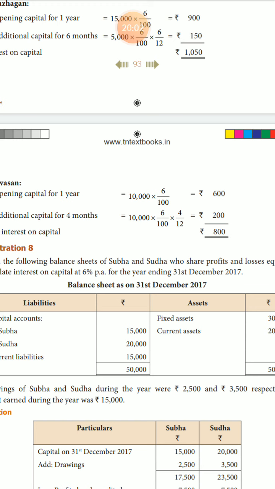Srinivasan's additional capital is 10,000 rupees. 10,000 into 6 by 100 into 4 by 12. 4 by 12 means what? He introduced additional capital in the month of September: September, October, November, December, 4 months. The answer is 200 rupees.